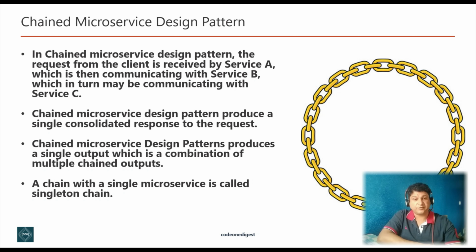Chained microservice design pattern produces a single output, which is a combination of multiple chain outputs. All these services are synchronous HTTP request and response for messaging. Also, until the request passes through all the services and the respective responses are generated, the client doesn't get any output. So it is always recommended to not make a long chain. One more important aspect which you need to understand is that the request from service A to service B may look different from the service B to service C. Similarly, the response from service C to service B may look completely different from the service B to service A.